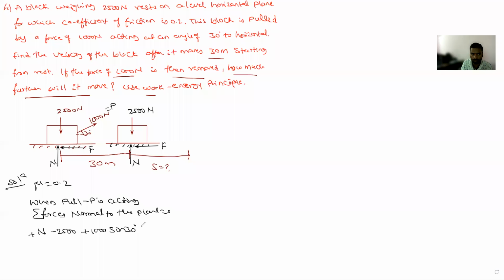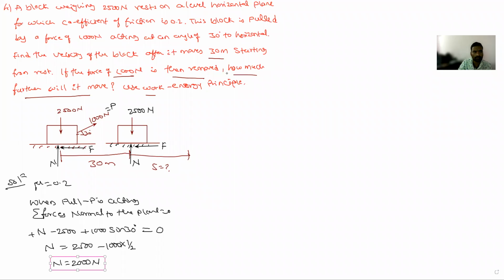Is there any other force moving in the vertical direction? No. So it is equal to 0. Determine the value of N. So it is 2500 minus 1000 sin 30, and sin 30 is 1 by 2. So 500, it is 2000. N is equal to 2000 Newton. Is it correct, all of you? Yes, sir. Okay, good.